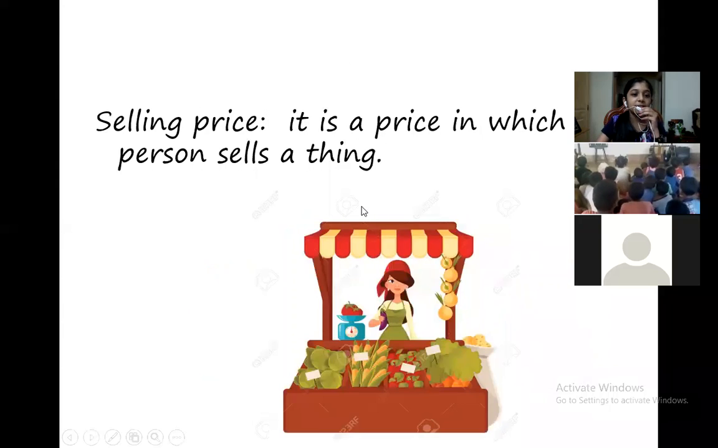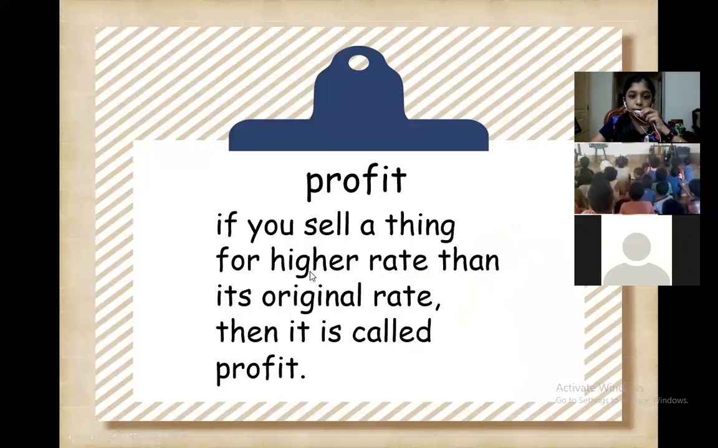So the next is selling price. It is the price at which a person sells a thing. So you bought many vegetables, right? So you're selling those vegetables to some other person at a particular rate. So that is known as selling price. Okay. So now let us see what is profit.